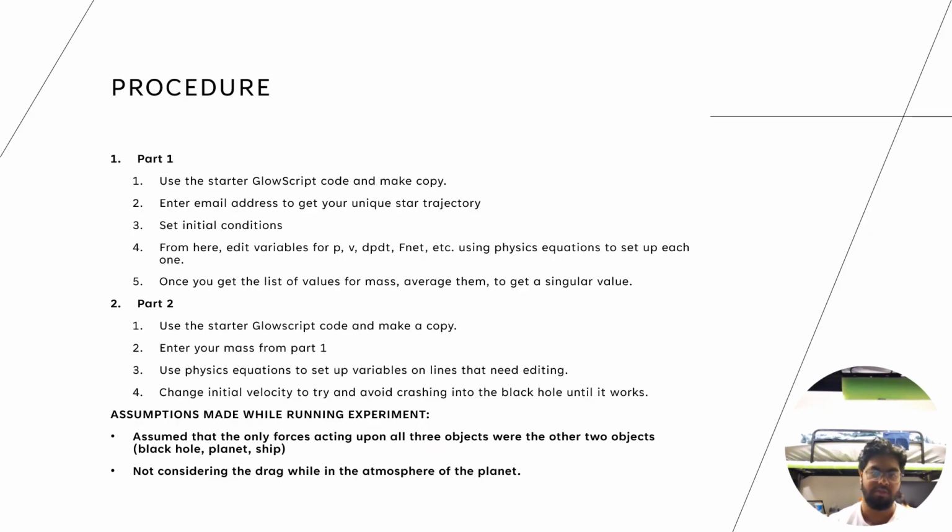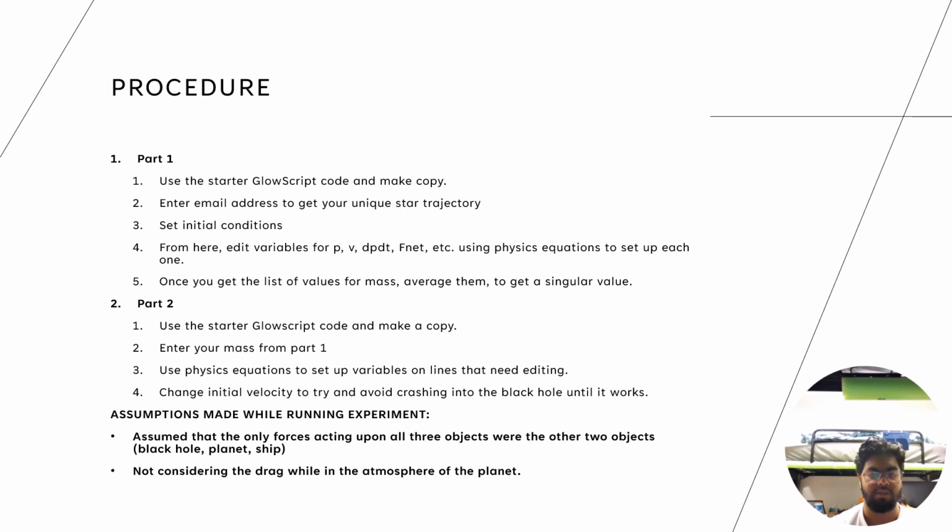So here is the process of what we did. We used the starter code and glow script, then got our random star trajectory, set our initial conditions, and then edited the variables in order to make the code run properly. Once you get the list of values for mass at the end, you average them to get a singular value.